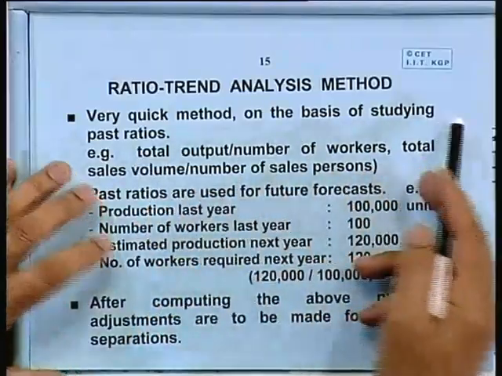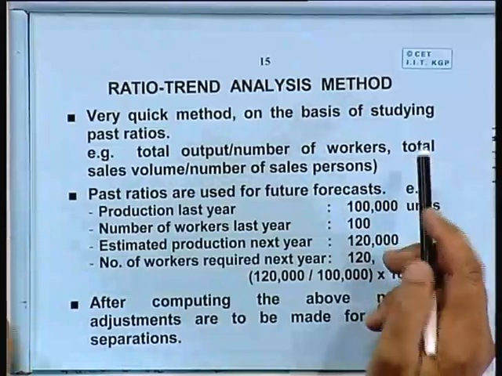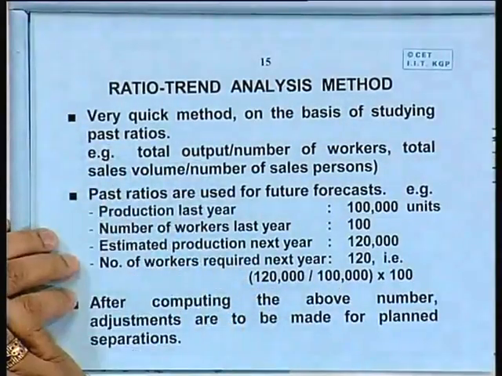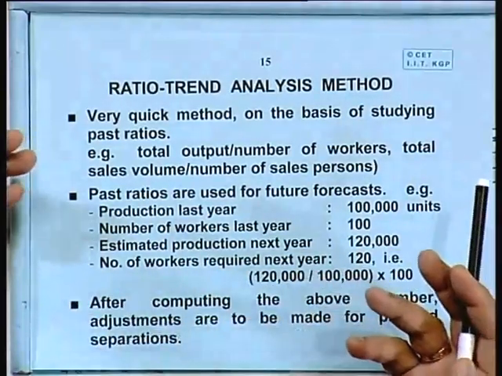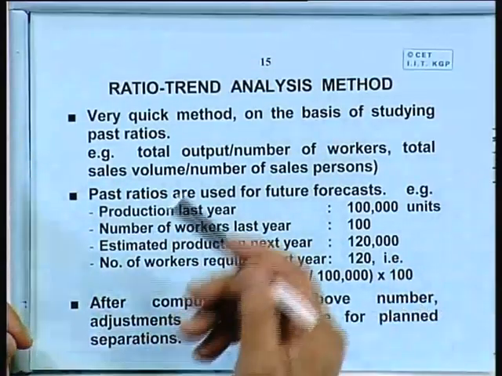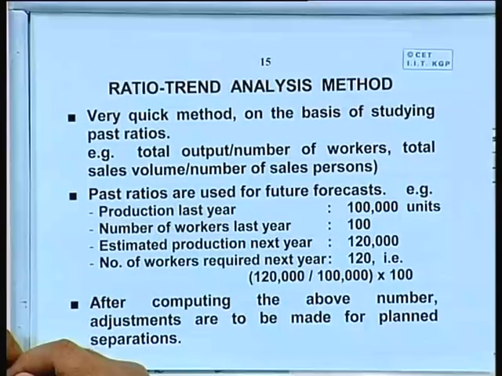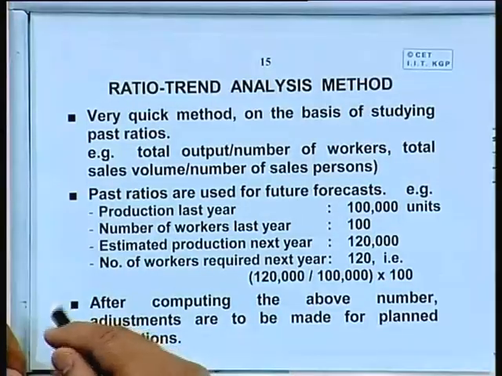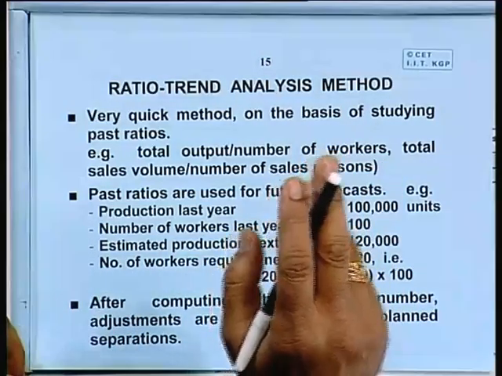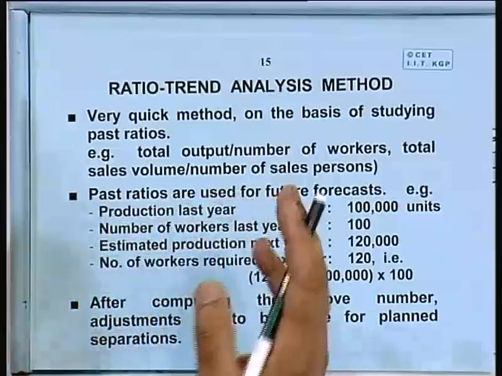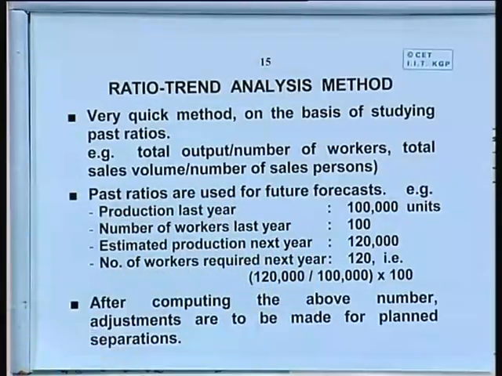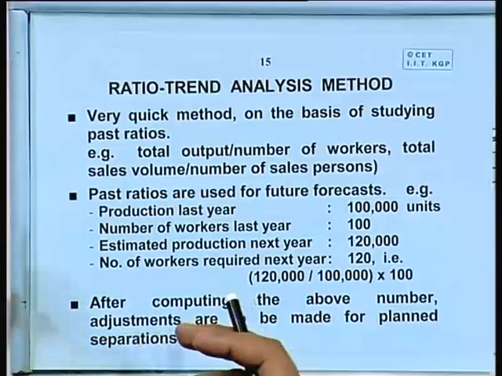Now, estimating by ratio method is a very quick method and based on studying past ratios. If you do not have work study norms, then you can use this by past. But please remember that past is no guarantee to the future, because things may change. But in the absence of anything else, we as managers have to take some decision. Because we do not have data, we can't say we can't decide. So, we have to take recourse to this method.